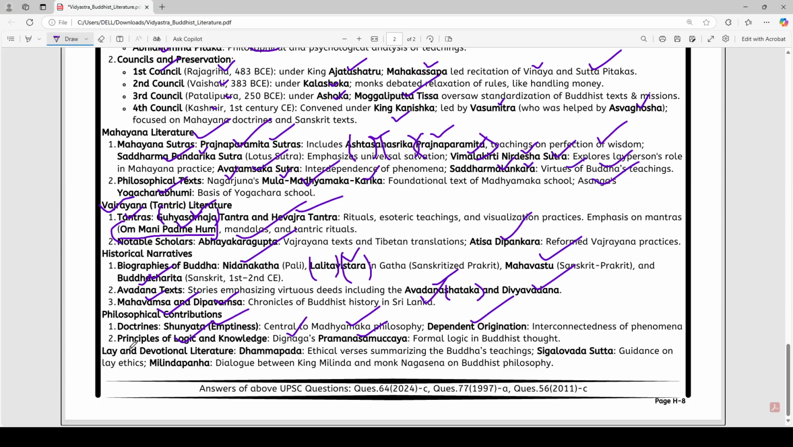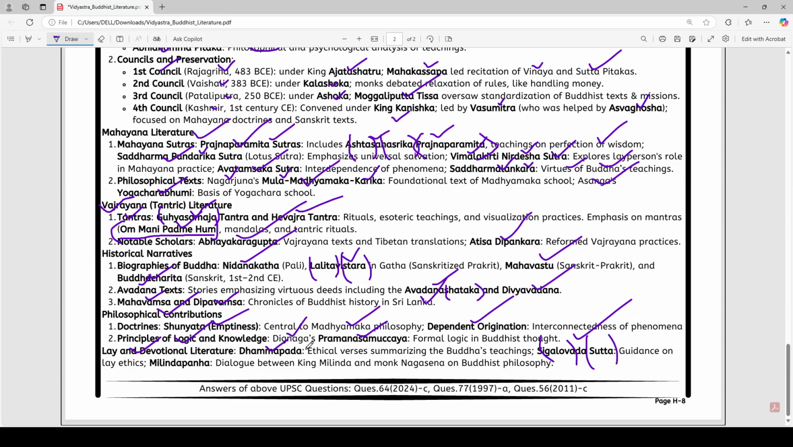Okay. Now the lay and devotional works. Lay means some works created by lay disciples. Neither the great scholars nor the monks, but lay disciples. Let me give you an example. Sigalovada Sutta. Sigala was a lay follower. Let's say I am a follower of Buddhism. I don't know much, and Buddha teaches me or gives me some instructions. So those instructions were included in this Sigalovada Sutta.